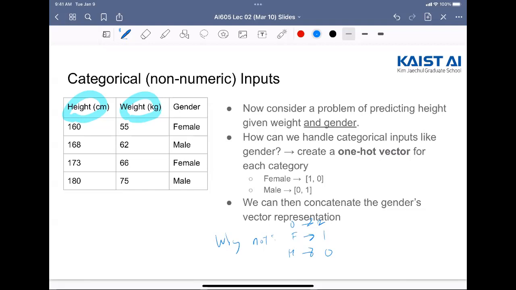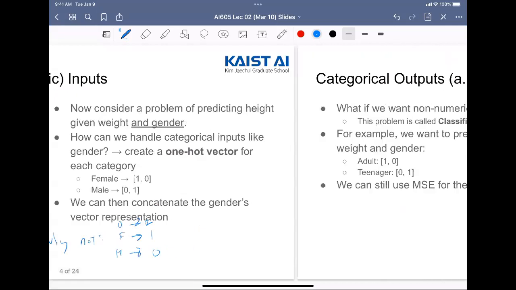And then we can concatenate the gender's vector representation with the weight. In that case, what's the size of the input now? Its size will be three, right? Weight is taking up one dimension, and the gender is taking up, in this case, two dimensions. Of course, if we have more genders, say four or five, then we'll have 4+1 or 5+1 input dimensions. So then it's good, right? Because now every input is again all real numbers. All right, hopefully that's clear.